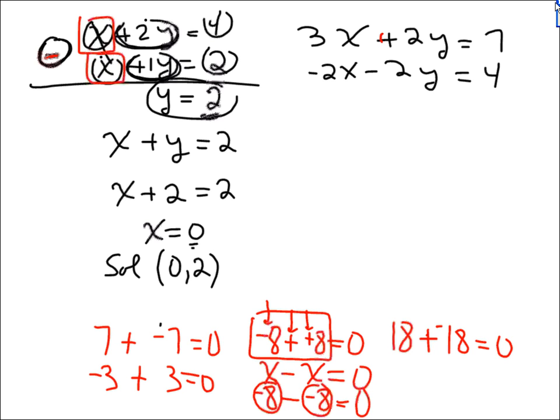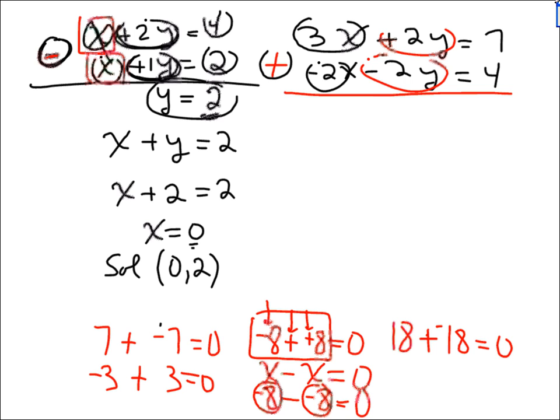This is plus 2y, this is minus 2y. We're going to add them, and then the y's will add up to 0. That is, they cancel out. 3 plus -2 is 1x. This we rigged to cancel out, and remember we are adding. 7 plus 4 is 11. So we now know x. Let's go and find y.